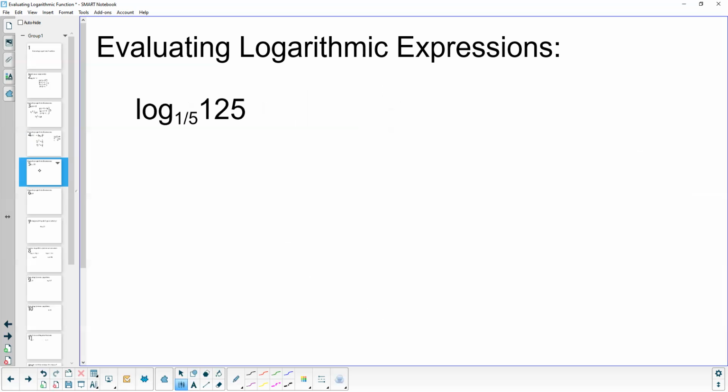Let's take a look at a couple more examples here. So in this case, we are looking at what we need to do to go this way. So in this case, I have 125. I want to know how many times do I need to divide that by 1/5 in order to get the answer of 1. Well, I'll give you a hint. If I do 125 divided by 1/5, I'm going to end up getting 625.